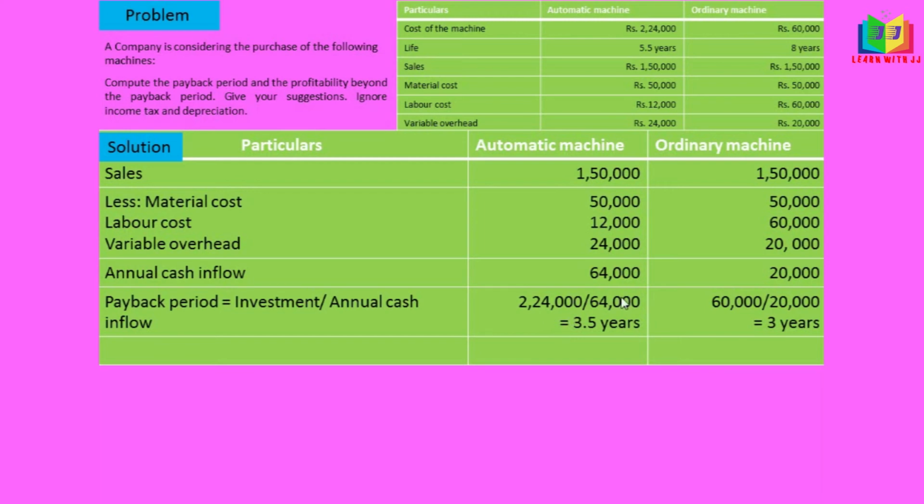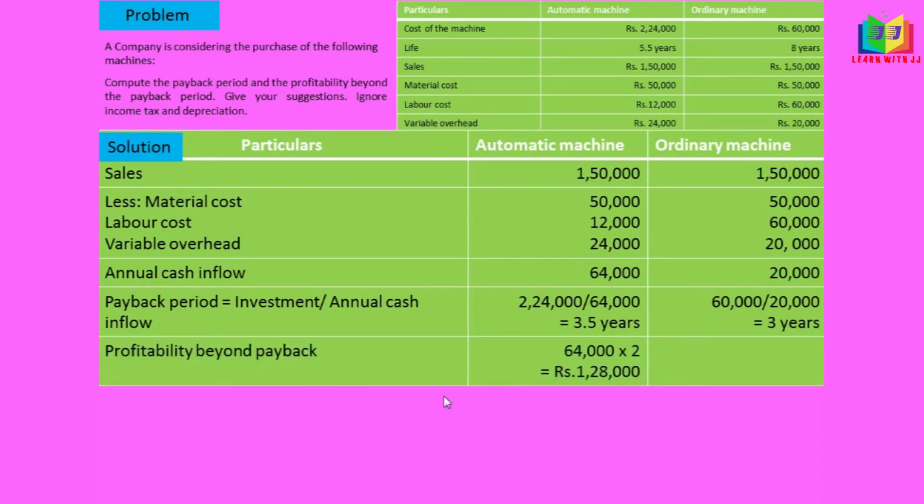So for the 2 more years they'll get the same 64,000. That is the annual cash inflow, right? So for every year, it will get 64,000. So after this 3.5 years, for 4.5 years and 5.5 years, 2 years we have, it gets 64,000 every year. So 2 into 64,000 will get 1,28,000. This is the profitability beyond the payback.